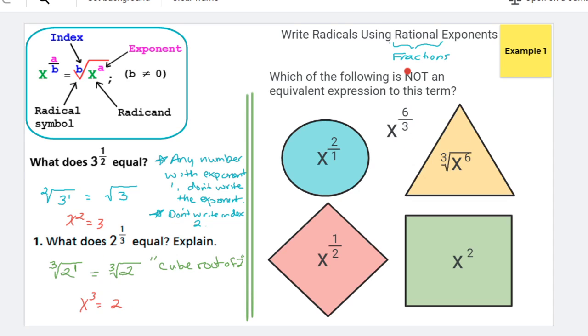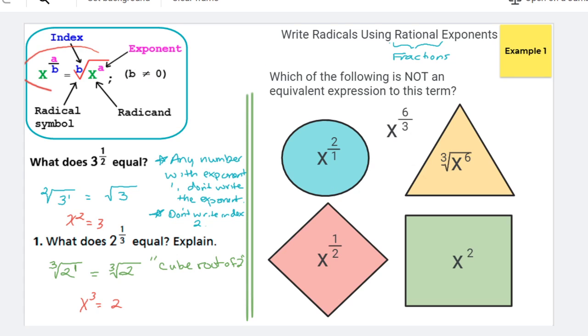Now to help us understand this idea of writing it using rational exponents, I created this multiple choice question so that you could see some of the differences that we'll encounter as we move on through math. It says, which of the following is not an equivalent expression to this term? So we're wondering which of these is not like the other.